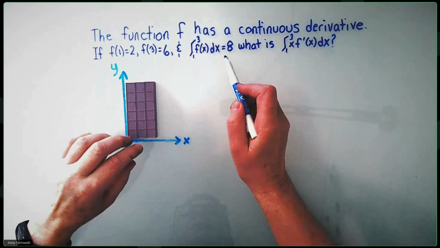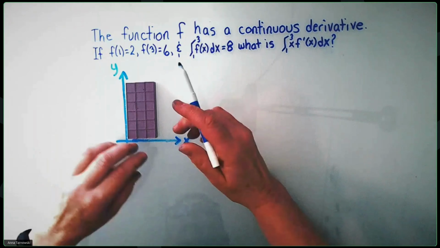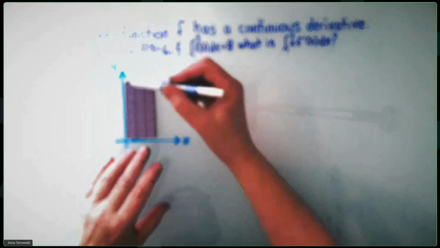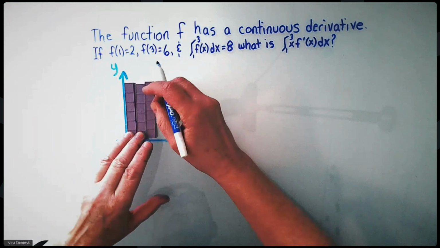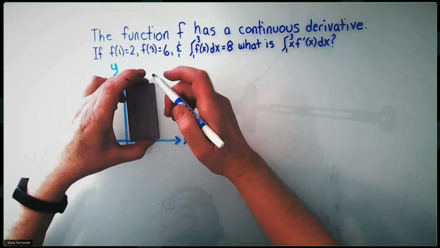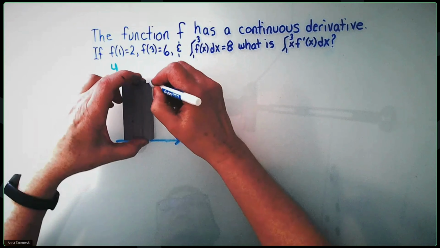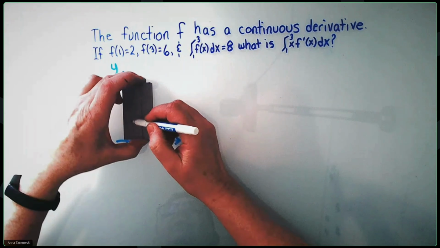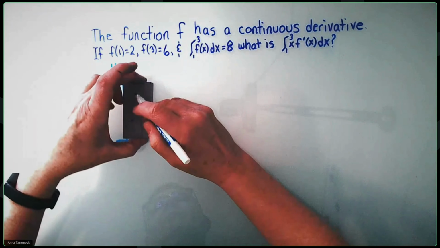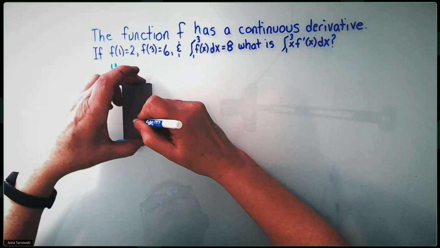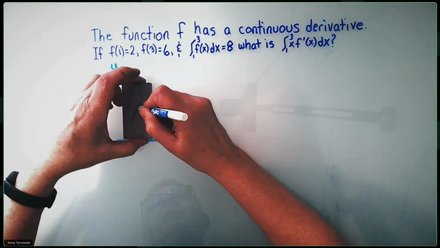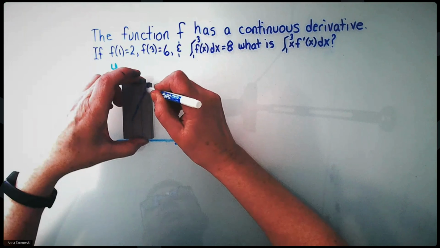The area under this curve between 1 and 3 is 8. It says f of 1 is 2, so we go here. And then f of 3 is 6, so we go 3 over and 6 up. So this is 1 over, 2 up. And then I should really say 1 to the right and 2 up. And then this line just connects them.